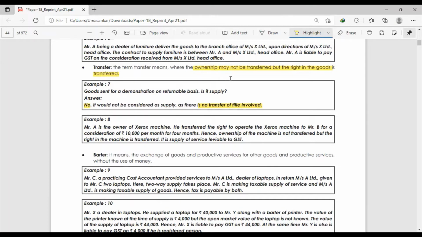We'll go through one example. Mr. A is the owner of a Xerox machine. He will transfer the right to operate the Xerox machine to Mr. B for a consideration of 10,000 per month for 4 months. Hence, ownership of the machine is not transferred, but the right in the machine is transferred. Therefore, it is a supply of services liable to GST. Okay.